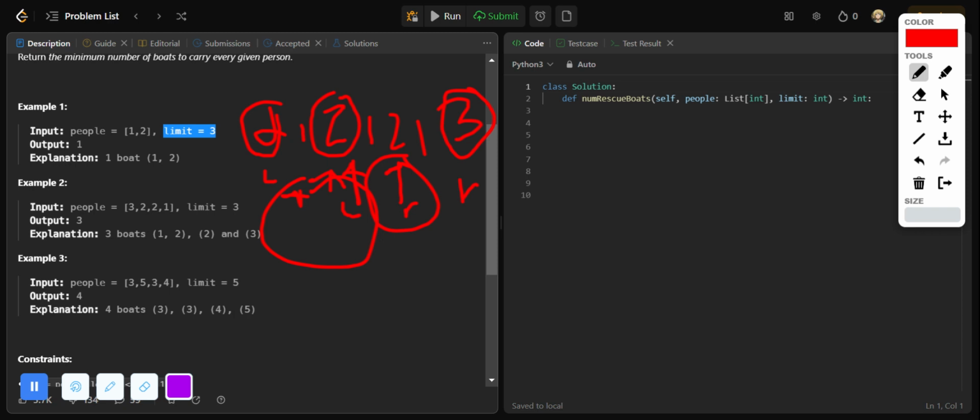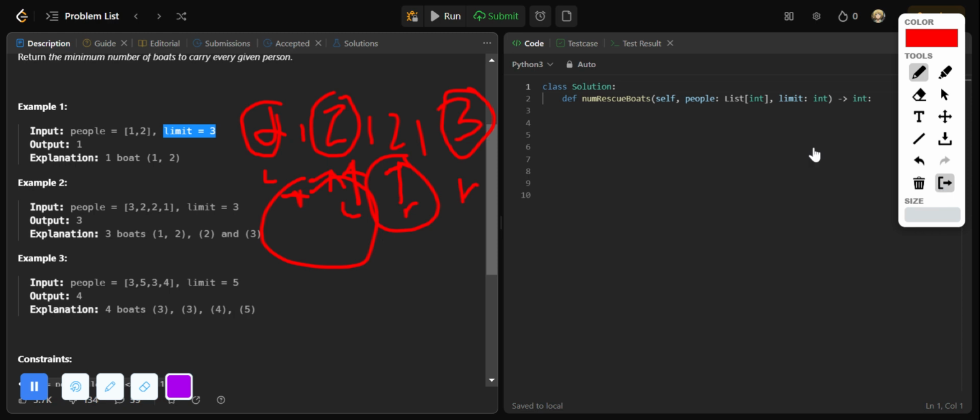So what we're going to do is first sort the people's array, and then use two pointers and check whether taking two people at a time works. The time complexity is going to be n log n, because first we have sorted the array, so the overall time complexity will be O(n log n).